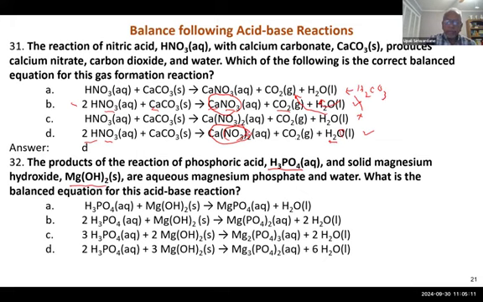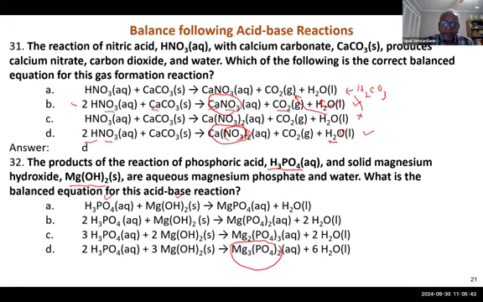Water is formed in all cases. You have to correct. Magnesium hydroxide is correct. Phosphoric acid is correct. Magnesium phosphate. The correct formula for magnesium phosphate is this. Why?